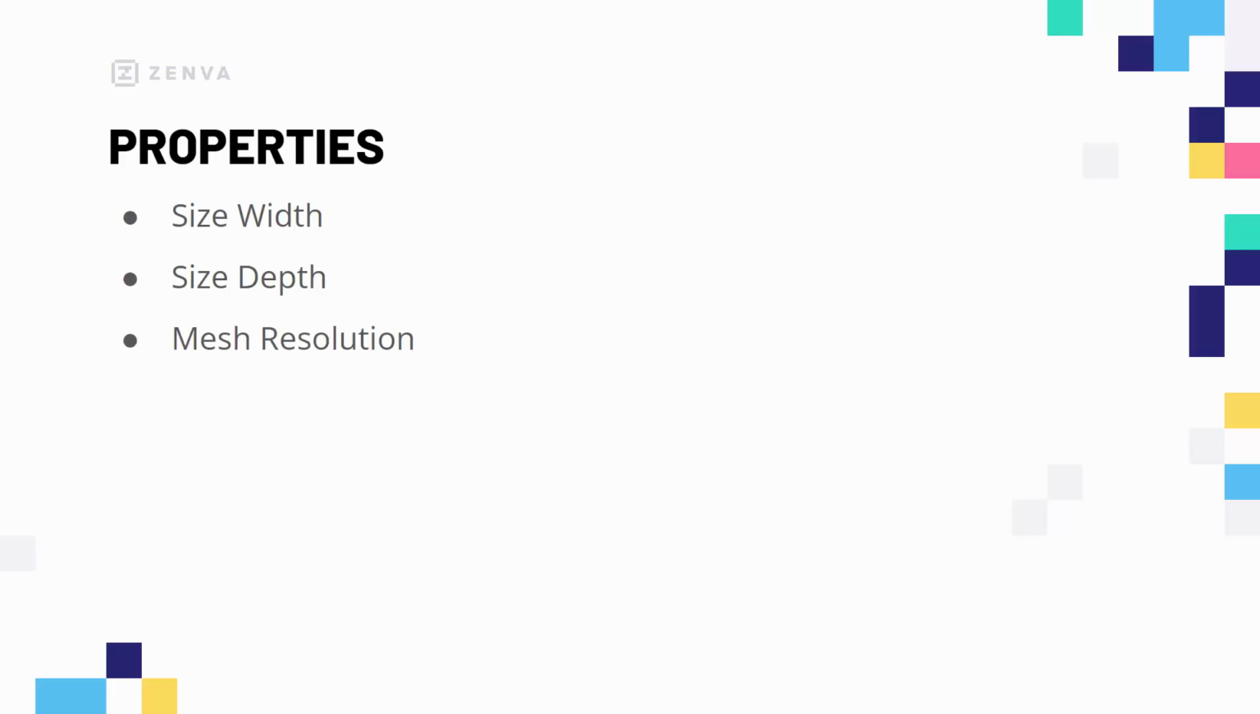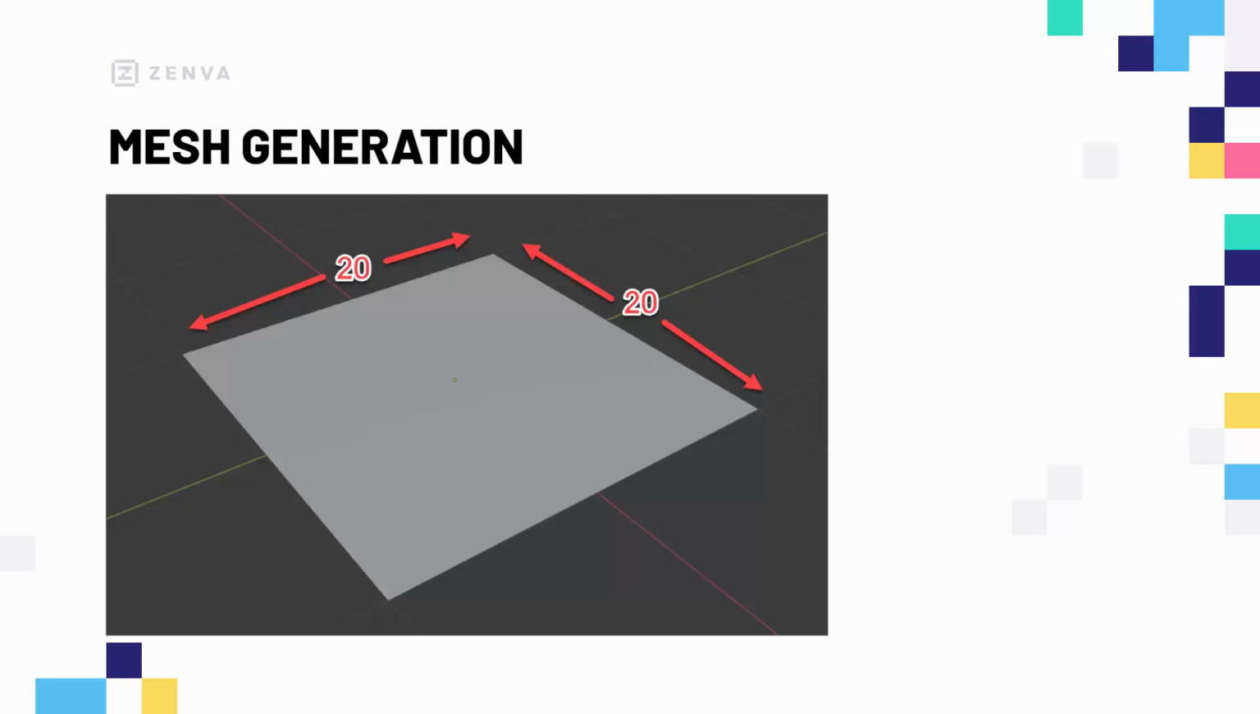Well, we're going to be utilizing three different properties that we can of course modify throughout our project, and these are going to be size width, size depth, and mesh resolution. So first thing we're going to do is generate a basic square plane mesh like this with any arbitrary size, let's just say 20 by 20 meters.